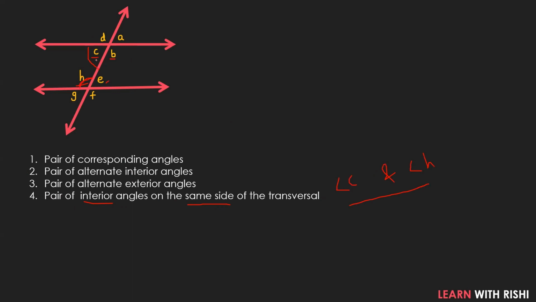Okay, C and H are on the same side and also they are interior angles. Similarly, angle B and angle E will be my pair of interior angles on the same side of the transversal. So I hope you understood the difference between all the pairs of angles. And now we'll be learning some of the properties of these angles. So let us start.